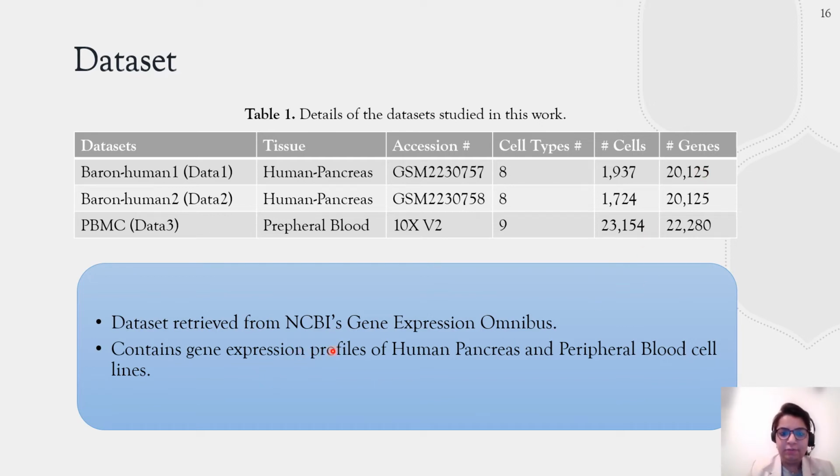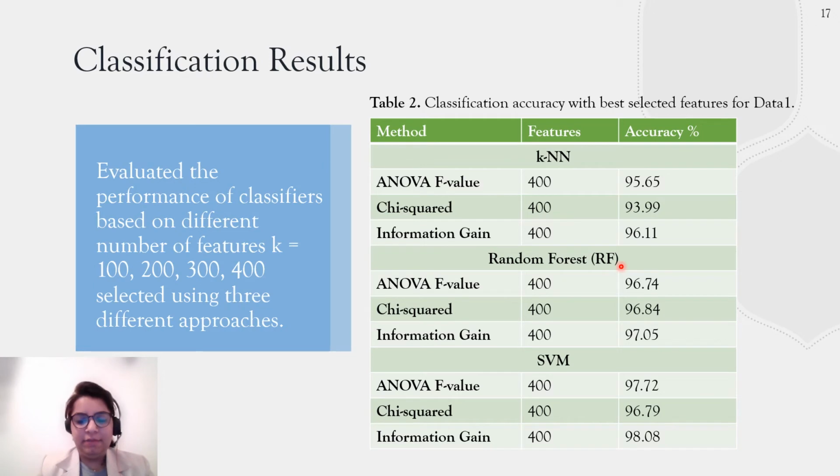The dataset is retrieved from NCBI's Gene Expression Omnibus. It contains the gene expression profile of human pancreas and peripheral blood cell lines. Next, this study investigated three general purpose feature selection approaches: ANOVA F value, chi-squared, and information gain, to select the sorted list of genes. So the best number of genes for the training model is chosen by calculating the model performance for top k genes, where k equals 100, 200, 300, and 400. So we evaluated the accuracy of the method by varying the number of marker genes based on different computational approaches.